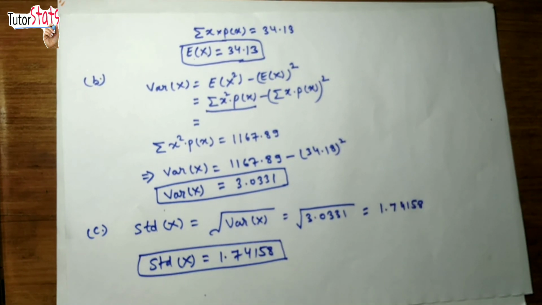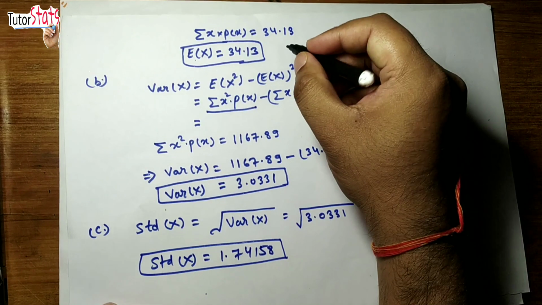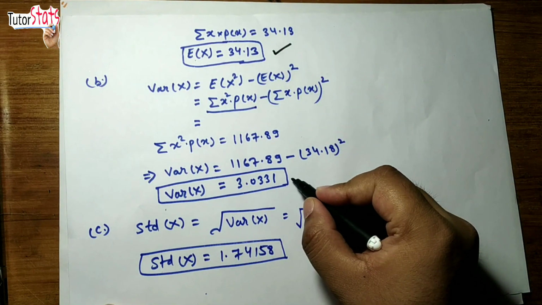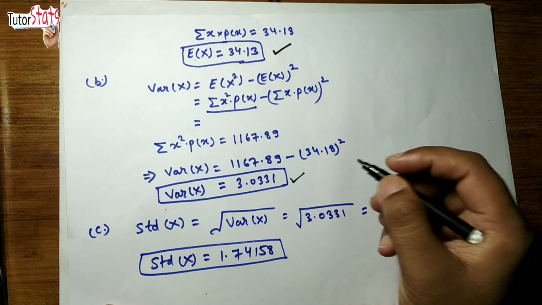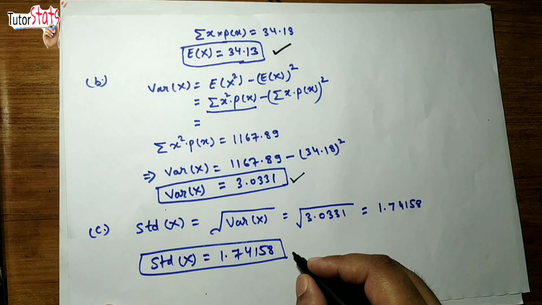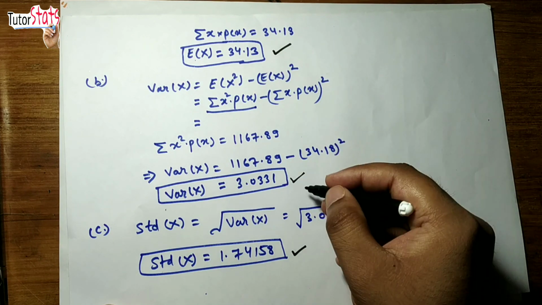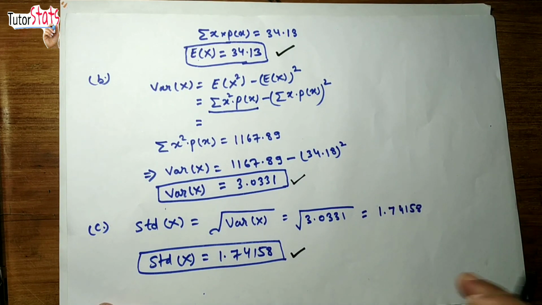So all these three values, the expected value of random variable x, the variance of the probability distribution, and the standard deviation of the distribution, all these three values are the resultant values.